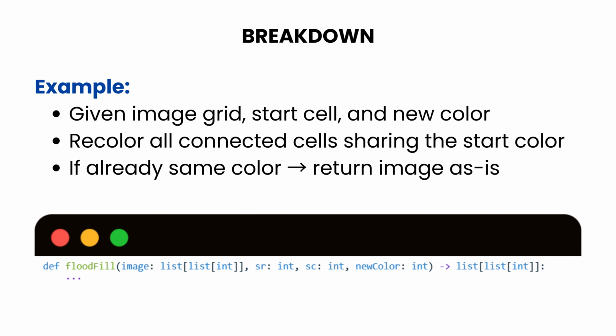Let's break it down. We're given an image grid, a starting cell, SR, SC, and a new color. We must recolor all four-directionally connected cells that share the starting cell's original color. If the original color equals the new color, nothing changes, return the image.